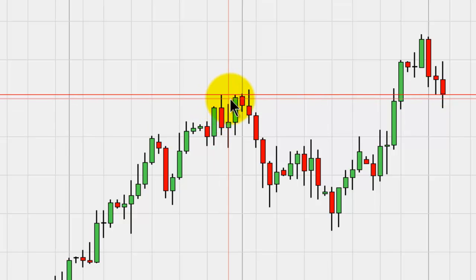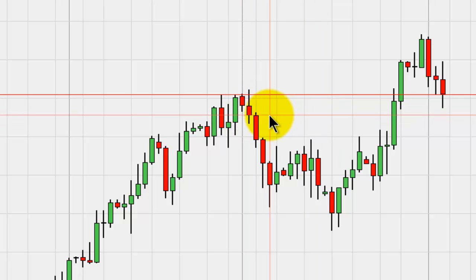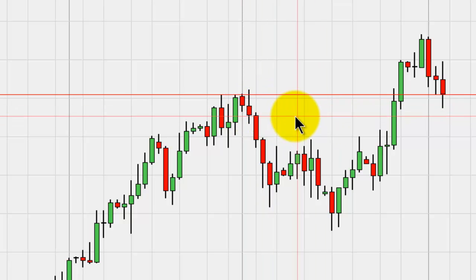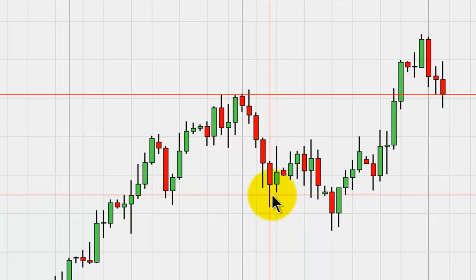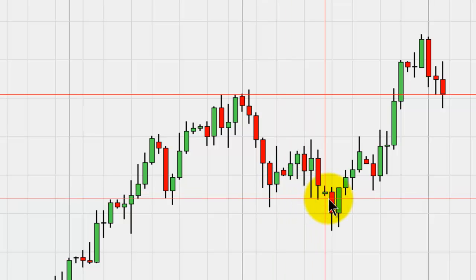You can see it's been hit and rejected once, twice, 3 times, 4 times. So, in my eyes, that's a very good level, especially on a daily chart. But if we're going to look at trading this level, you might want to look for some other confluence of factors before you decide to put your money on the line, and that's completely fine.